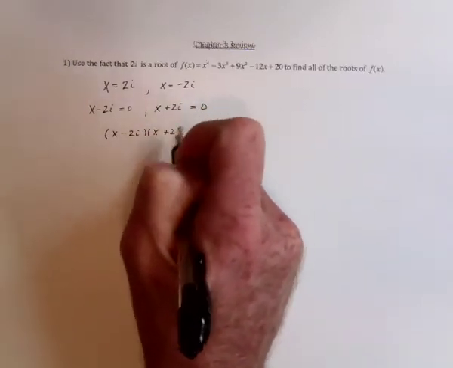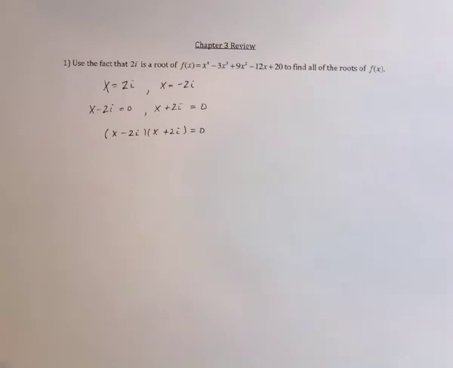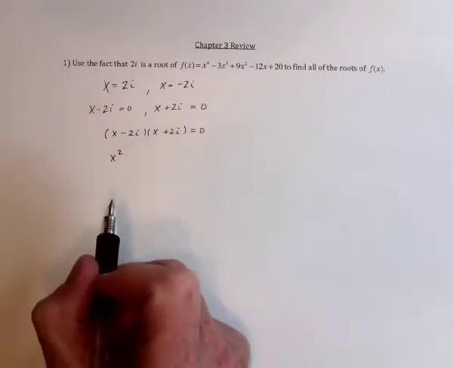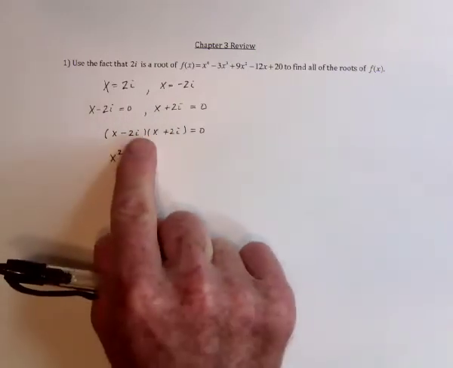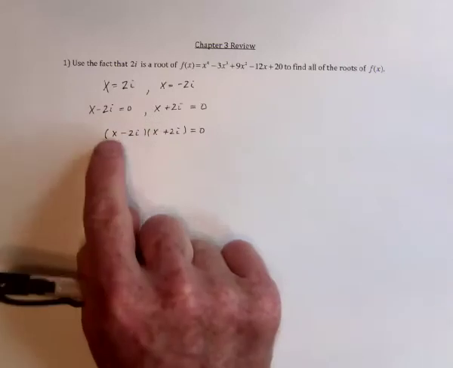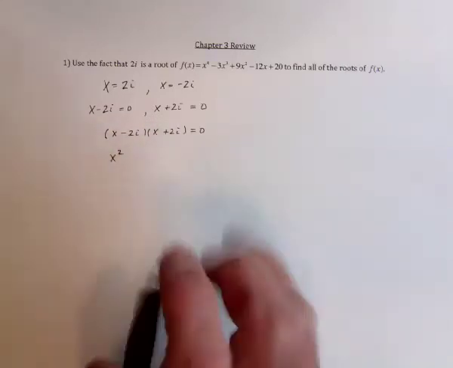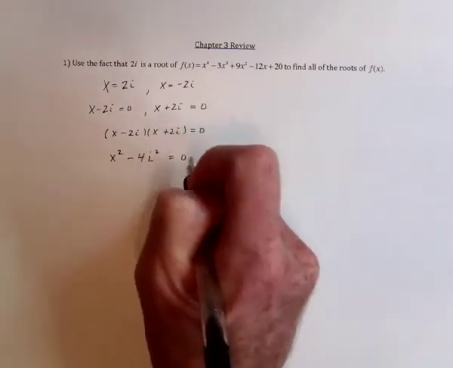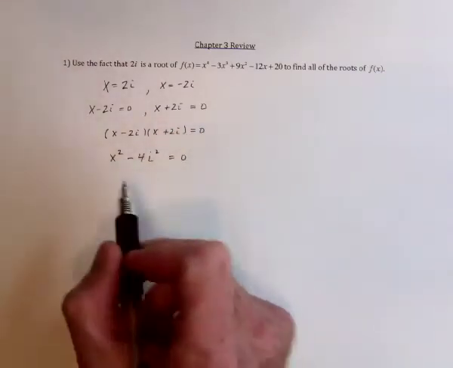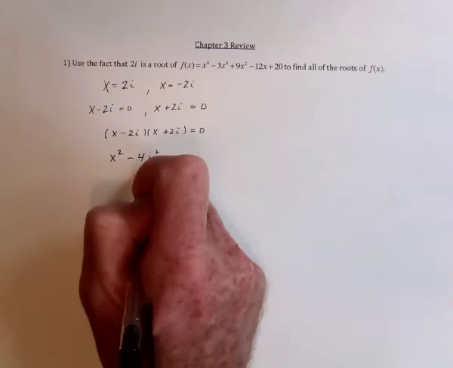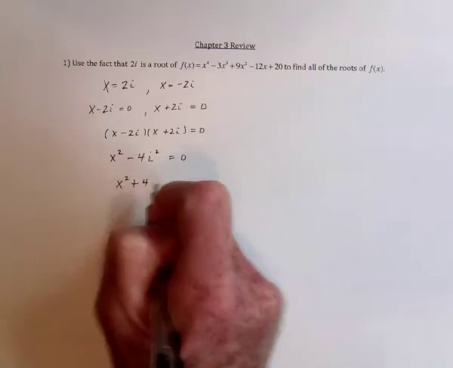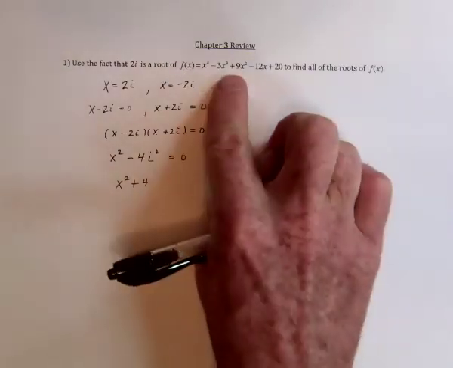like this, and had been set equal to 0. And then I can use FOIL to multiply these out. There's going to be x squared. The middle terms are going to cancel. There's negative 2ix and positive 2ix. And then there's the last term times the last term, negative 4i squared. And so that means that, well, i squared is negative 1. Together with this, x squared plus 4 was a factor of the original polynomial.